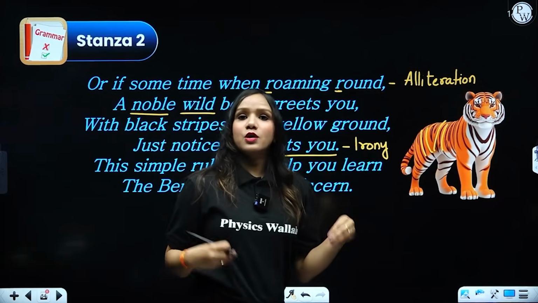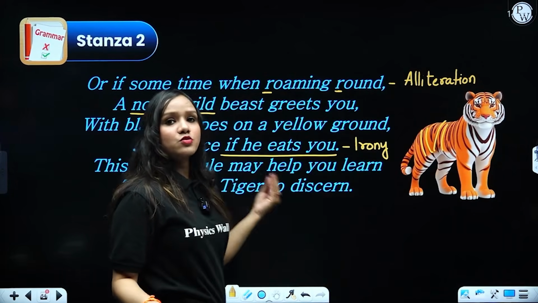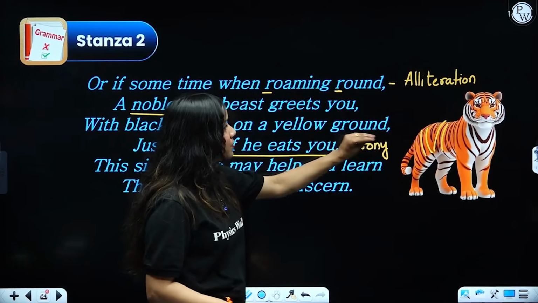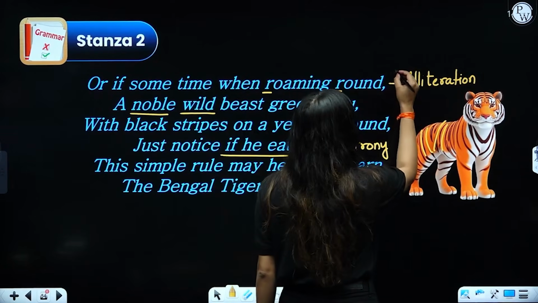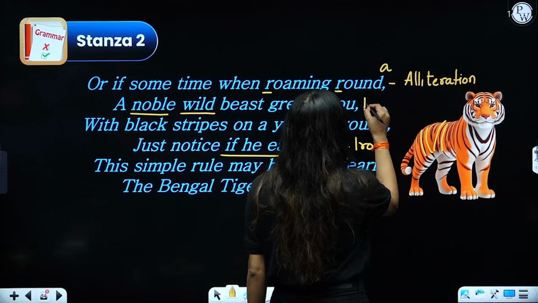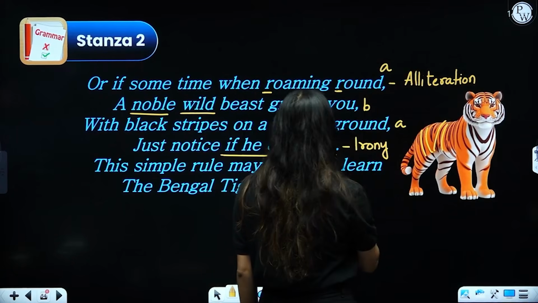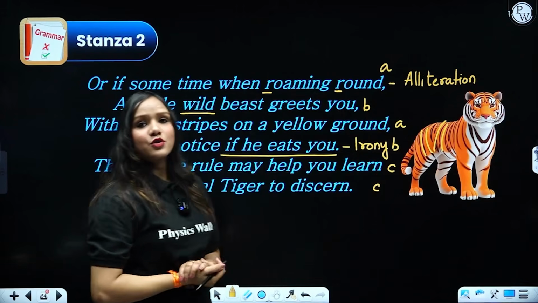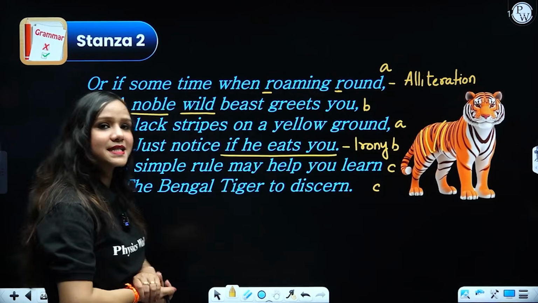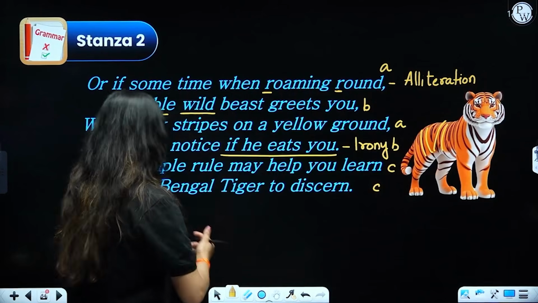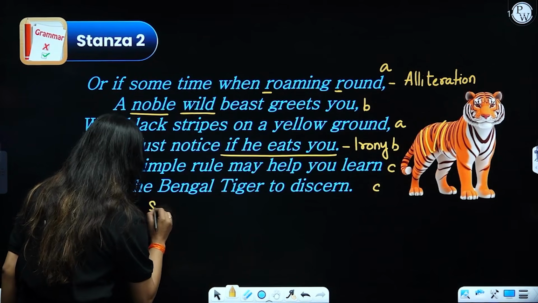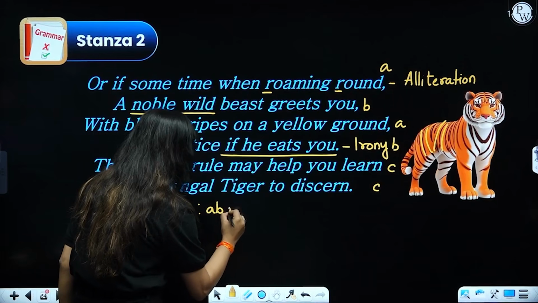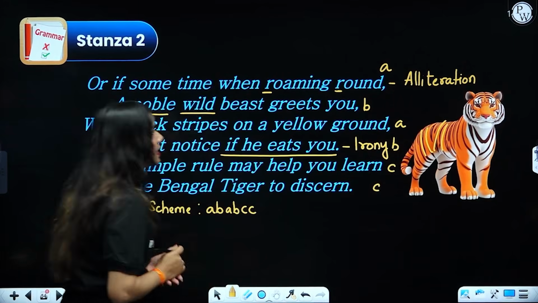Now, as we have already read these two stanzas, we should also be in a position to answer the rhyme scheme, which is round, you, ground. So this part has A, B, C and C. So the whole rhyme scheme is A, B, C, C. Got it? Rhyme scheme is A, B, C, C.